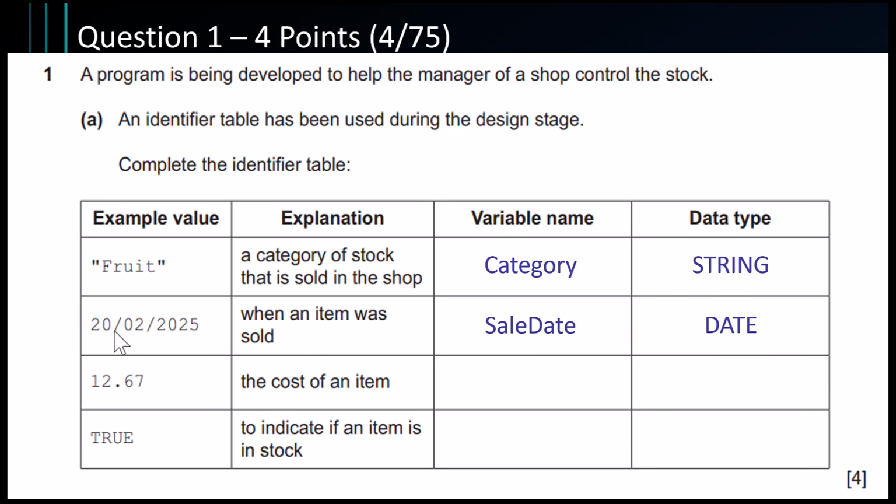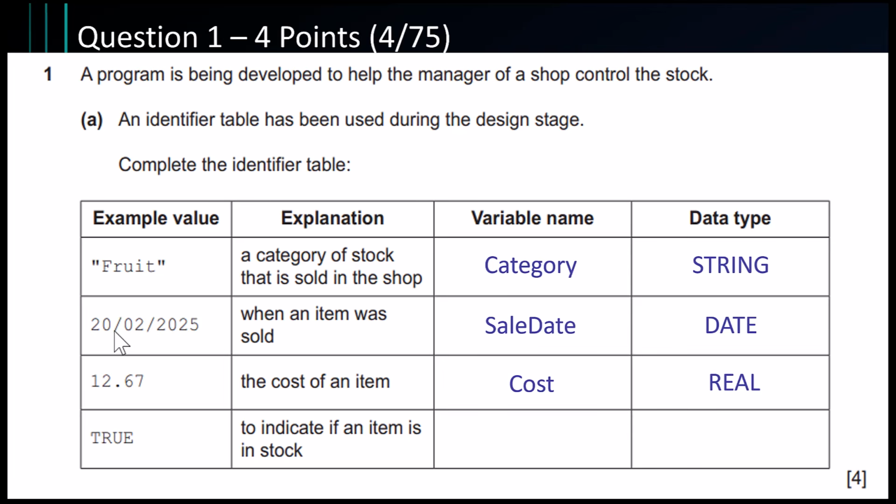What about 12.67? It's not in quotes. So I know it's going to be a value, but it's not going to be an integer. Integers are whole numbers. So I came up with cost because it's the cost of an item. What is the data type if it's not an integer? Well, a lot of students like to write decimal, but what you want to write here is real because it is a real number, and that is the pseudocode data type.